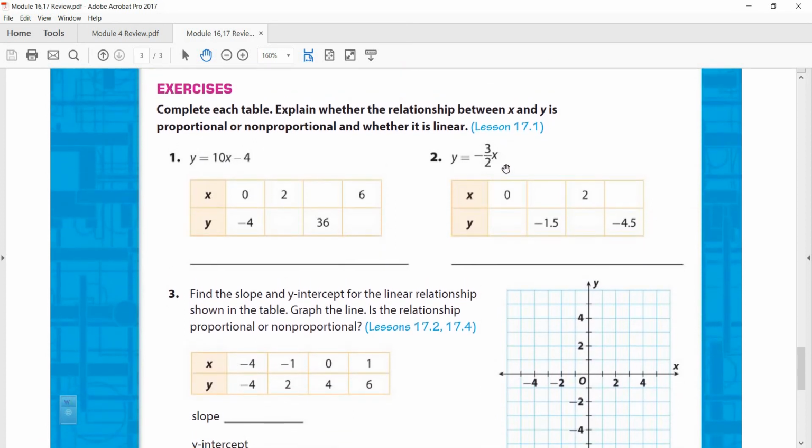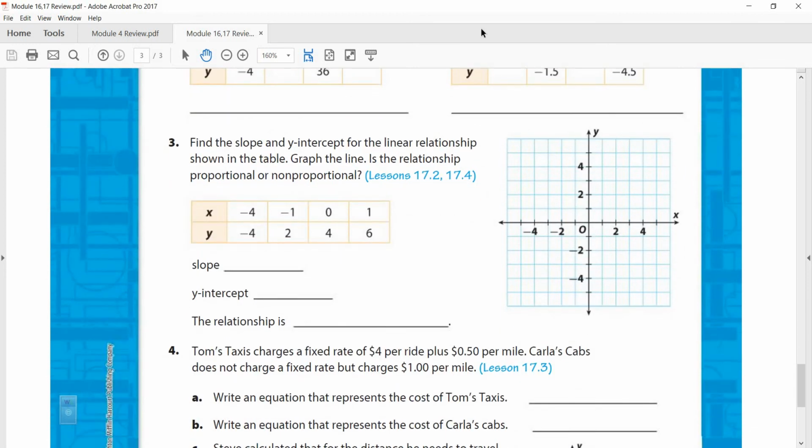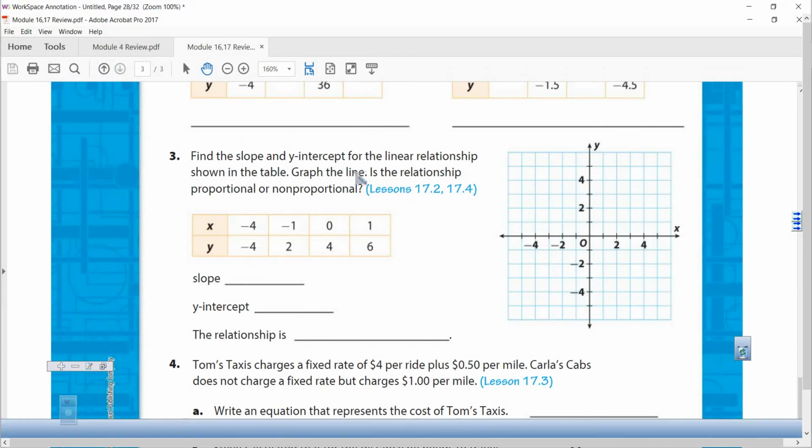And by the way, if I graph this one would go through 0, 0, right? They're both linear. This one would go through 0, 0. This one would go through 0, -4. All right, what about this? Find the slope and the y-intercept for the linear relationship shown in the table. Graph the line. Is it proportional or non-proportional?